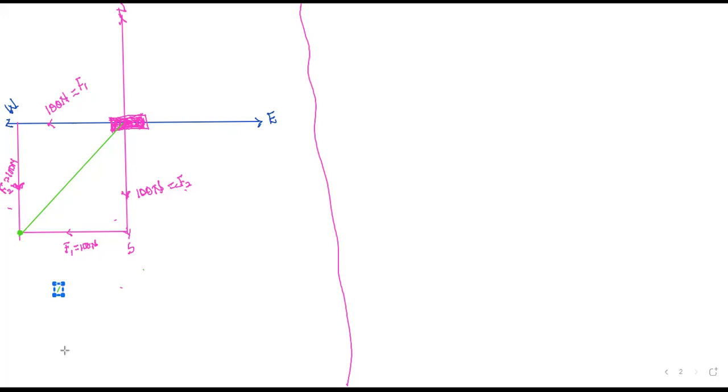Yes, sir. Okay, now look at the resultant. It's along the diagonal. Will the direction of the resultant go up or down?